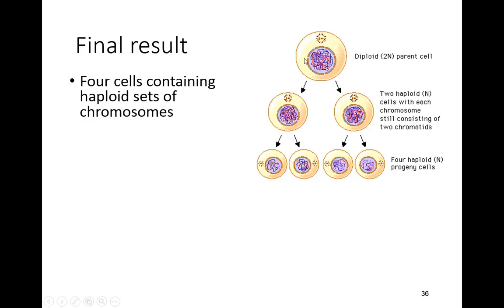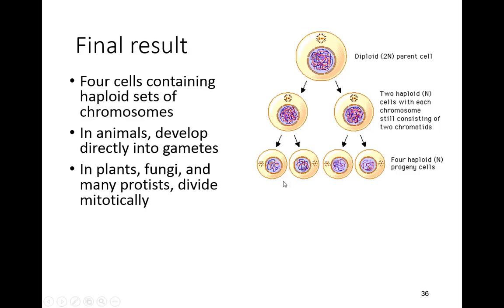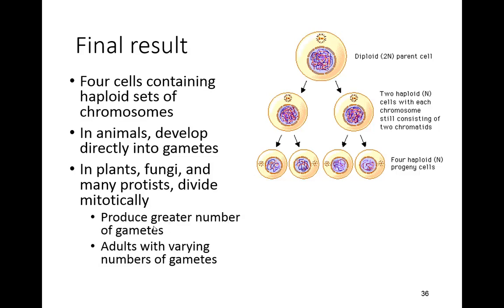So in the end, you start with one diploid cell that replicates, and you have 4 haploid cells that come from it. These develop directly into gametes in animals, but in plants, fungi, and other organisms, they will then divide again, go through mitosis, and you will get lots of gametes from that one. And that's why, like pollen and other seeds, you have tons of them, whereas in humans, you have tons of sperm and you have tons of gametes, but the process in plants is more numerous.